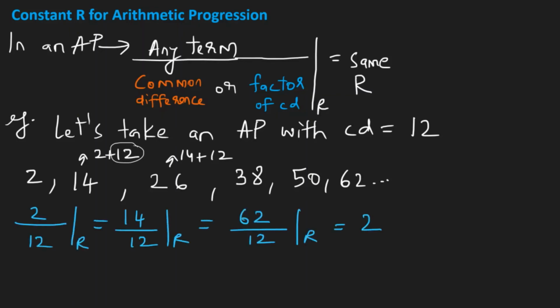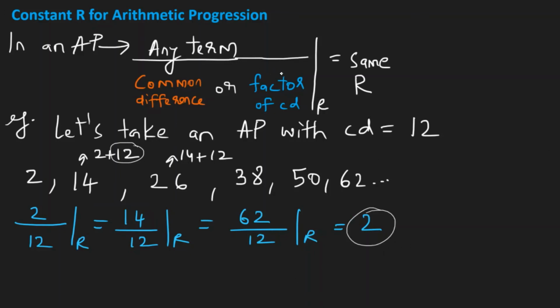If you do 2 by 12, your remainder is 2 itself. If you do 14 by 12, it goes once and you have a remainder of 2. 62 by 12, it goes 5 times. So 62 is 5 into 12 plus 2. You can see that in all of these cases, your remainder is the same and over here it's 2.